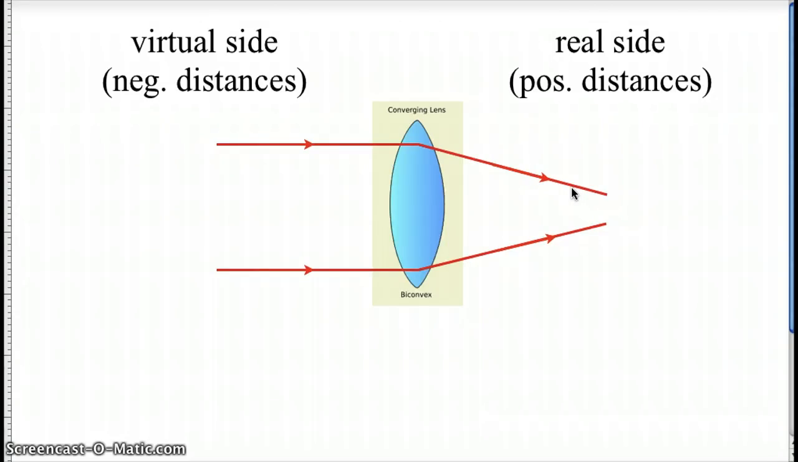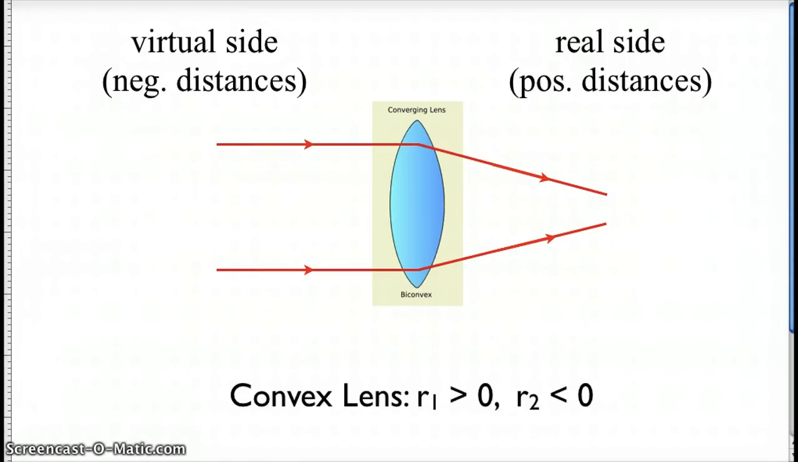And these names we'll talk more about later, but they basically mean if light comes in from the left, we would expect the image to show up on the right side of the lens. And so where we expect the image to show up is what we call the real side, and where we define positive distances. So for a convex lens, R1, that was the radius of curvature of this incoming side, that was measured over here, so R1 is a positive number.